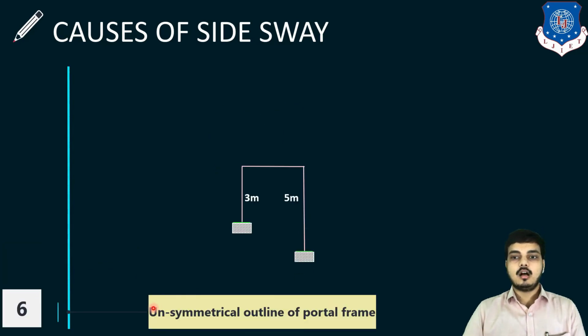Our next point is unsymmetrical outline of the portal frame. What is an unsymmetrical outline? It means different lengths of columns. Here you can see the length of one column is 3 meters and the other is 5 meters, so there is a different outline of the frame. So sway will occur. If there is a difference in column lengths, sway will occur in that particular frame.